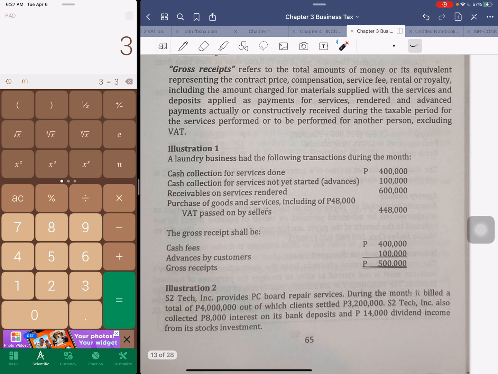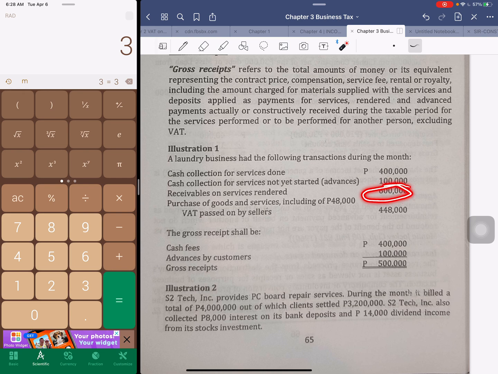Illustration number 1, a laundry business. Of course, laundry business is service type of business. Had the following transactions during the month. Cash collection for services done. So, actual receipt yan. Cash collection for services not yet started. So kung mapapansin nyo, kahit hindi pa nasisimulan yung services rendering, as long as nagkaroon na ng collections, subject na sa business tax. So, receivables on services rendered.